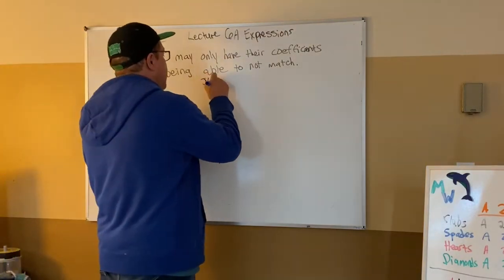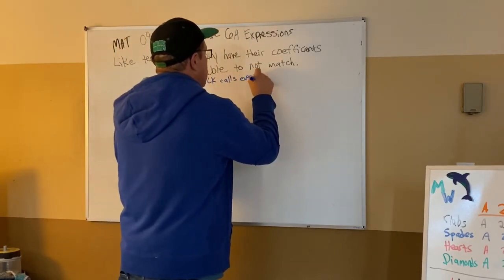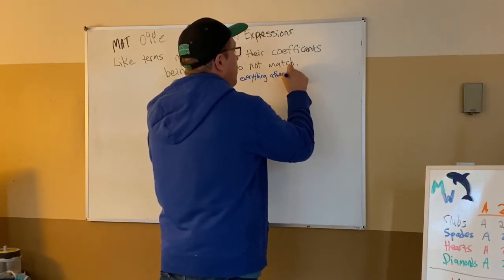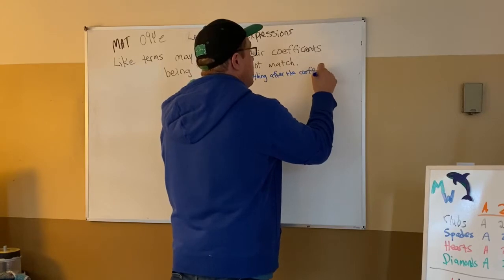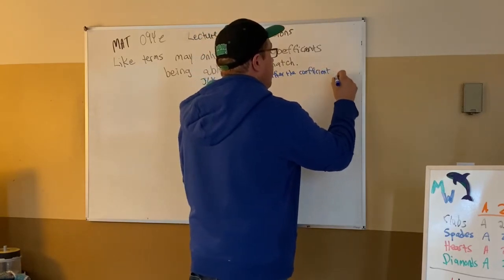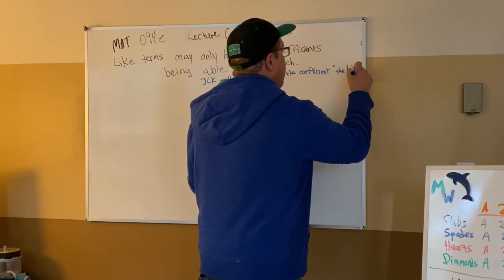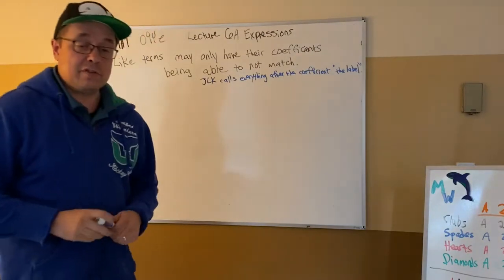So I'm going to write that right here. JLK calls everything after the coefficient the label. All of that is legal math words. Even the word the. But label, that can get me in trouble. Because now I'm not talking legitimate math words.